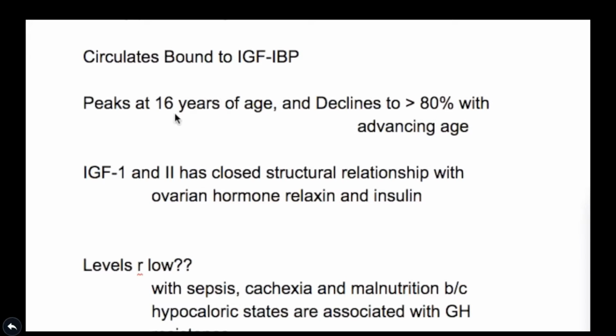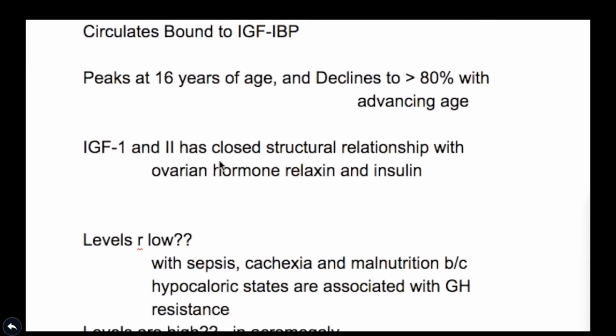Its peak occurs at 16 years of age and declines by more than 80% with advancing age. IGF-1 and 2 have close structural resemblance to the ovarian hormone relaxin and insulin. Growth hormone, on the other hand, resembles prolactin and HCG, whereas this one resembles relaxin and insulin.